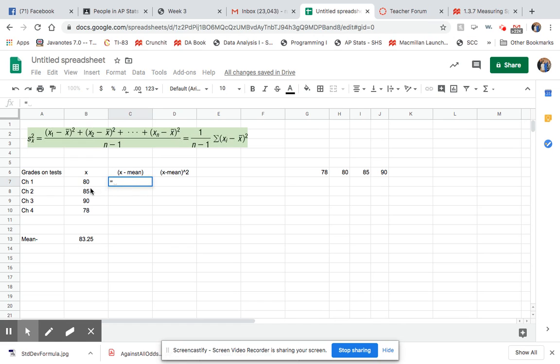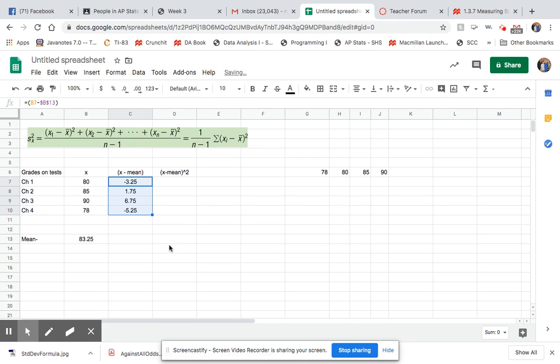So each one of these, I want to take that point minus the 83.25. So I'm going to say equals 80. Whoops, let me back that up and put a parentheses in here. I want to take my 80 minus the 83.25, and I'm going to make that an absolute reference by sticking those dollar signs in, just so I don't have to type the formula several times. I didn't really need the parentheses. Okay, so I hit enter. So 80 is 3.25 under the mean, so that's why it's a negative. And I'm going to fill this down.